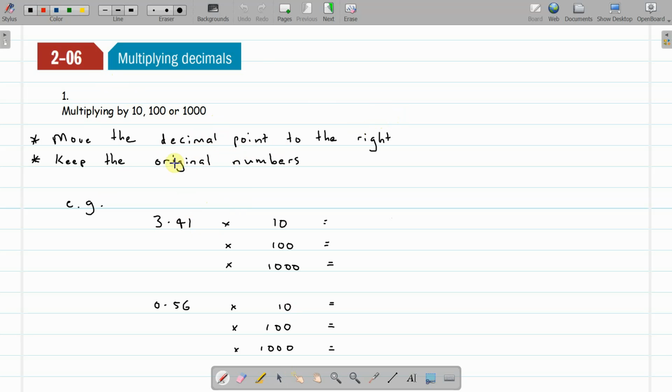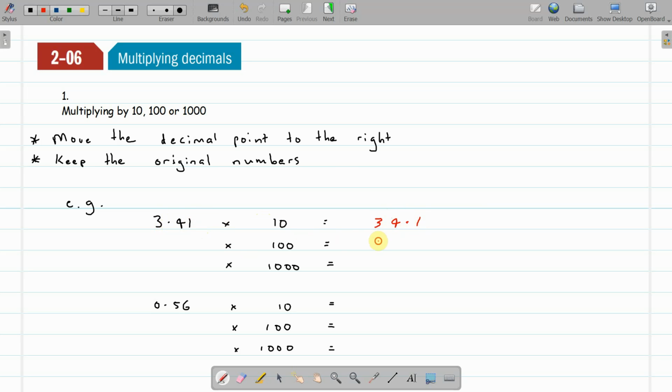Move the decimal point to the right, keep the original numbers. So 3.41 times 10. We keep the 3, the 4 and the 1, but we're moving the decimal point one place to the right, so it's in between the 4 and the 1. 34.1 is 10 times 3.41.